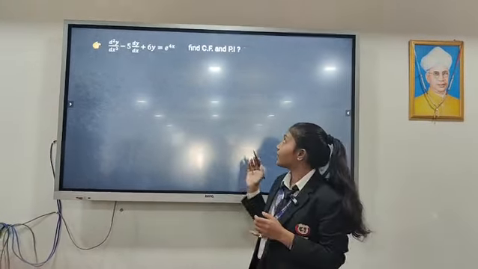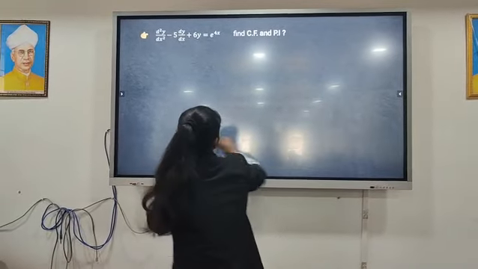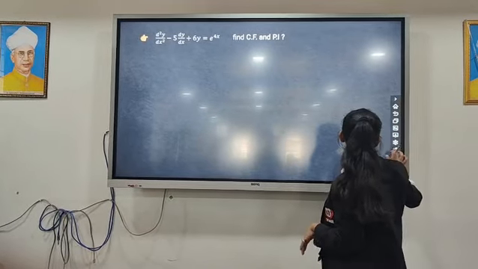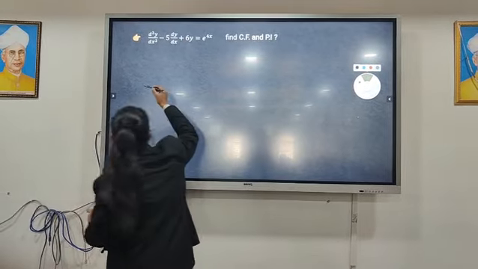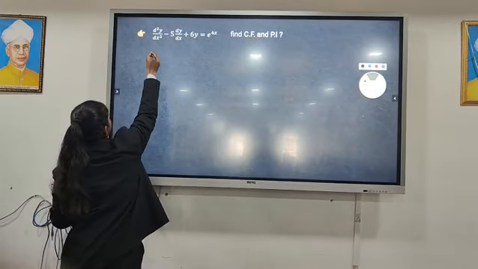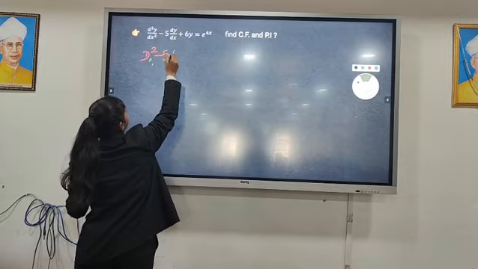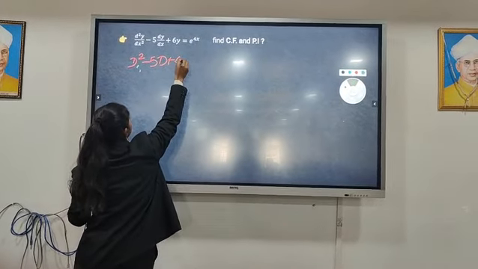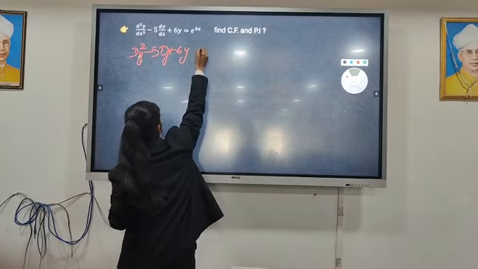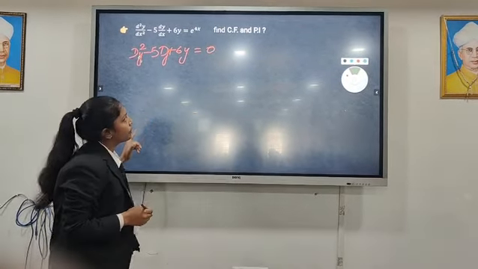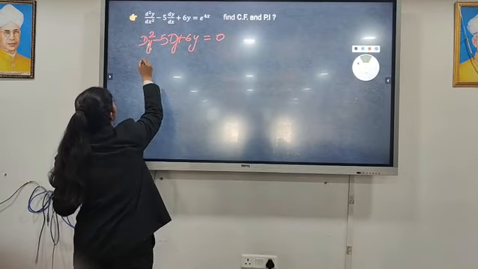Here is a question in which we have to find the complementary function and particular integral. Let's solve this question. First, we will convert this differential equation into the operator form, that is D square minus 5D plus 6, y equals 0. First we will find the equation of the complementary function.